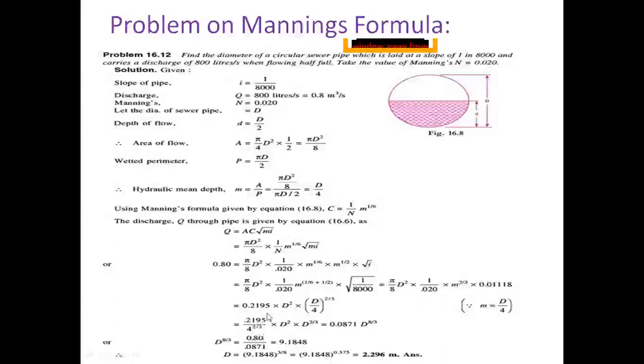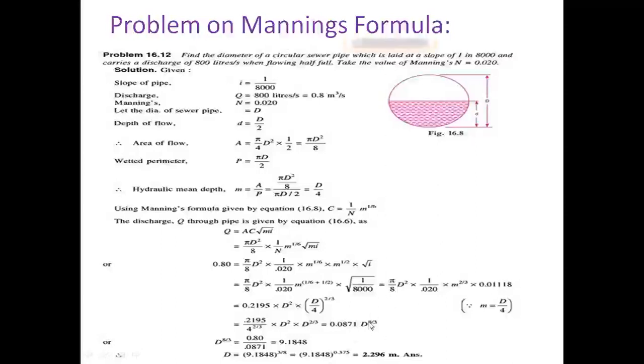Now the value is coming 0.2195 by 4 power 2 by 3. Separate both terms, so 0.2195 by 4 power 2 by 3, d square into d power 2 by 3. That value we get is 0.0871 d power 8 by 3. D square into d power 2 by 3 is getting as d power 8 by 3.